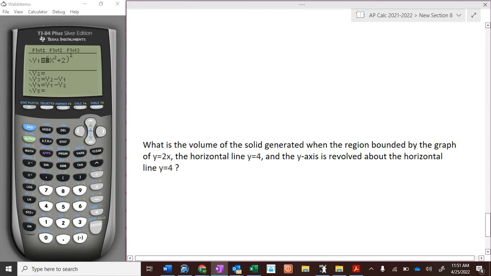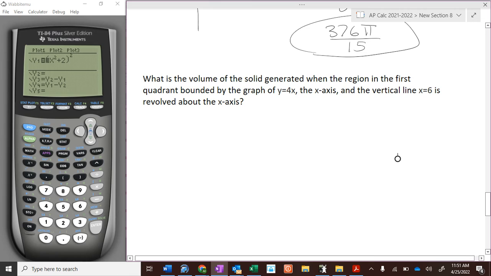Is this the last one? Not quite, no. What is the volume of the solid generated by the region in the first quadrant, bounded by the graph y equals 4x? So 4x is one going kind of up like that. The x-axis and the vertical line x equals 6. So vertical line x equals 6 kind of comes together there. X-axis we're doing this, and we're revolving around the x-axis.